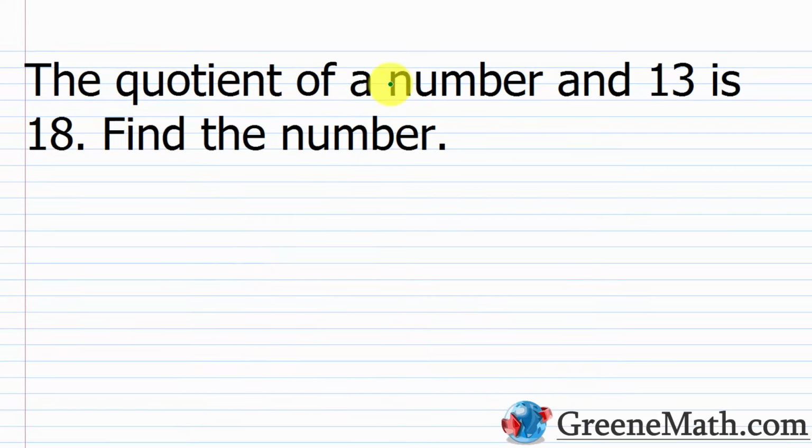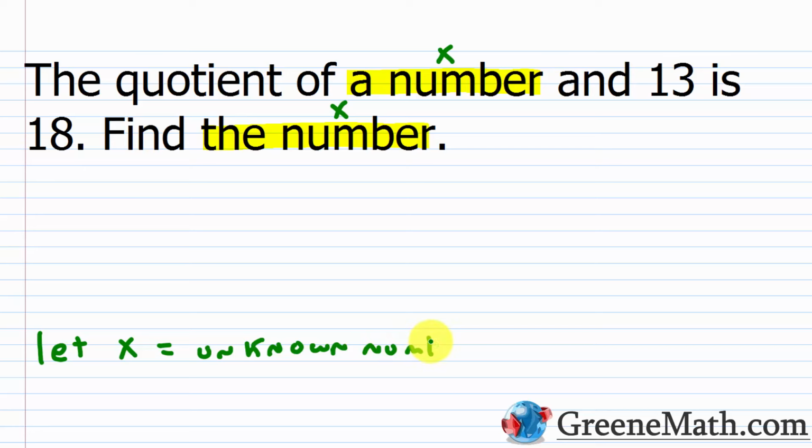So we have the quotient of a number and 13 is 18. Find the number. So again, wherever I see a number or the number, I'm just going to replace this with our variable x. And again, for completeness, I'm just going to say down here we want to let x be equal to our unknown number. So the quotient of x and 13, that's just x over 13. Then we have is, right? In this context, it means equals. Then we have 18. So to find the number, let's just solve the equation.